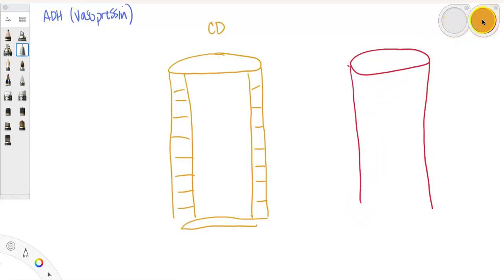Okay. And what's in here? Filtrate, right? And let's say the filtrate is dilute. It's 100 milliosmoles. All right. We're in the collecting duct, distal convoluted tubule, whatever.